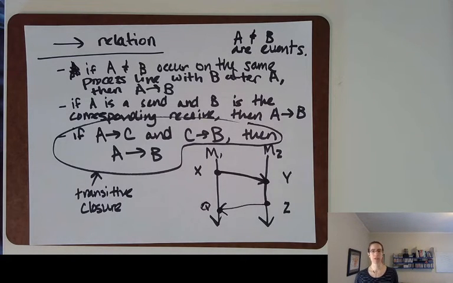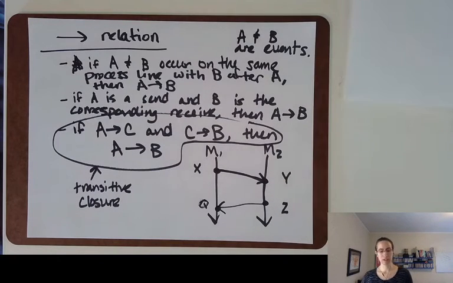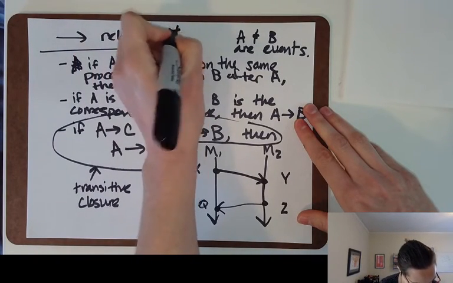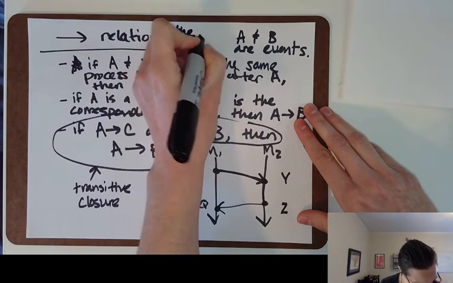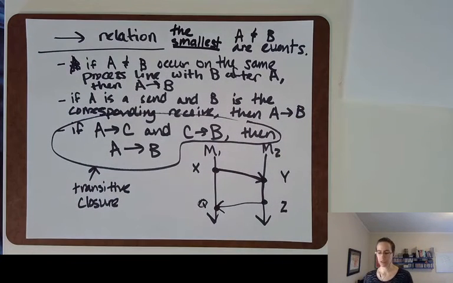I'm not being completely precise here actually. I've written down 3 different ways that events can be in the happens before relation. So strictly speaking, it's a little bit more precise than that. We say that it's the smallest relation such that this is true. So what do I mean by smallest relation?